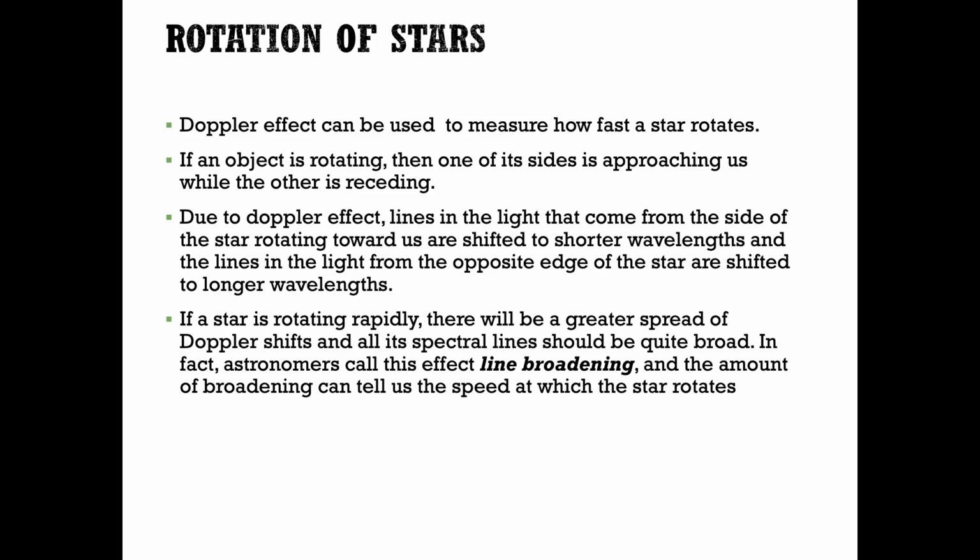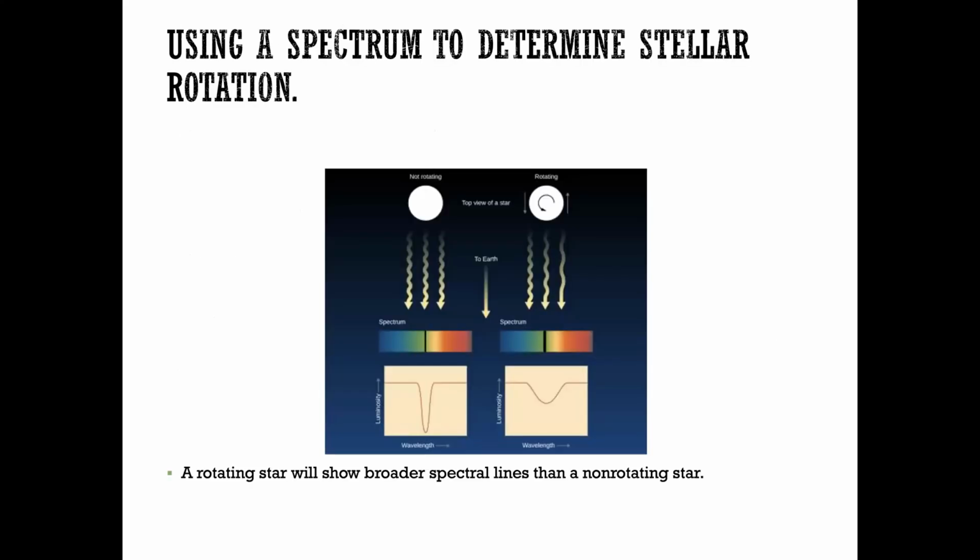We have a specific name in astronomy for that, and it is called line broadening. You may be hearing this word for the first time, so make sure that you remember it. This is called line broadening. Basically, line broadening can tell you the speed at which the star rotates. Now, let me show it to you with an example.